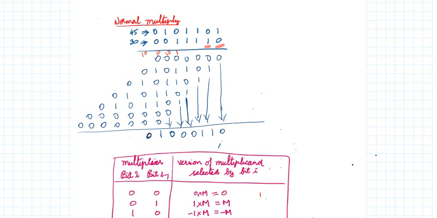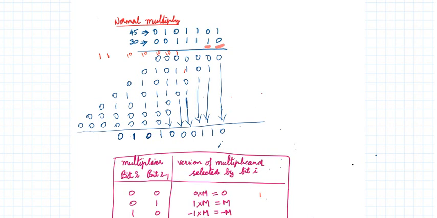Sum is 0. Carry is 1. So 10 is 2. 2 plus 1 is 3. 3 means 1 1. Sum is 1. Carry is 1. Okay. 1 plus 1 plus 1 is 2, and 2 means sum is 0. Carry is 1. Sum is 0. Carry is 1.